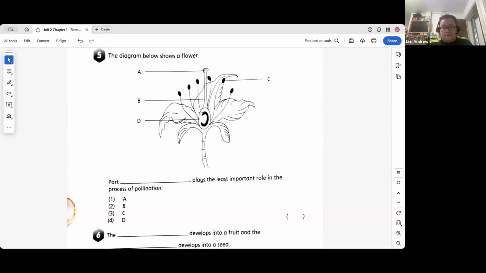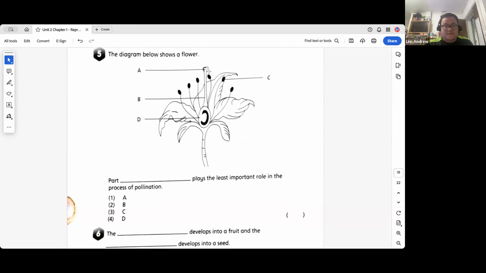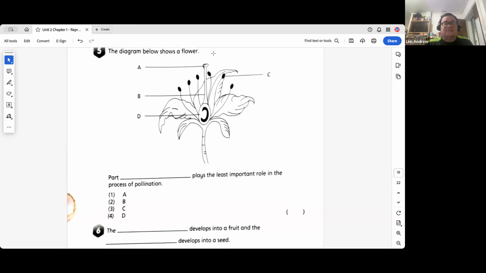So in this case, the process of pollination only uses A, B, C, whereas D is only after fertilization takes place. Therefore, the answer for this question is D. Part D plays the least important role in the process of pollination, because pollination takes place when the anther produces the pollen grain, which will stick onto A, the stigma, and once it sticks, it will grow a pollen tube down the style, which is B, into D.